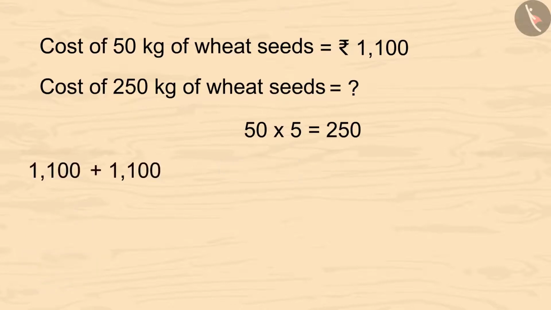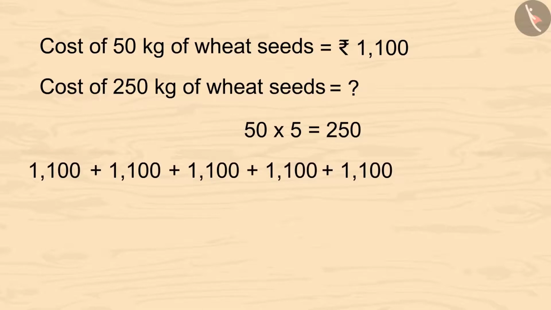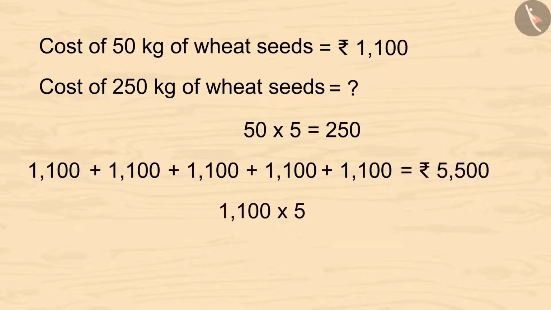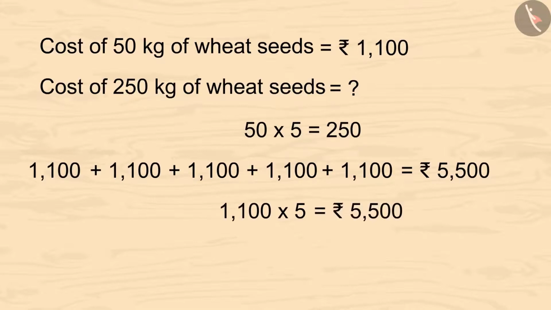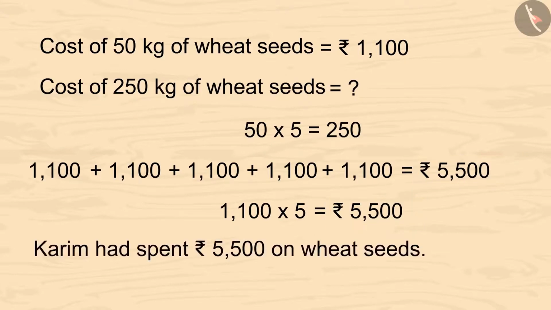We can also add 1100 up to 5 times, like this. Or we can multiply 1100 by 5 like this. So kids, have you noticed we have got the same answer with both the operations of mathematics, 5,500. You can choose any of the operations whichever you find easier. So Kareem had spent 5,500 rupees on wheat seeds.